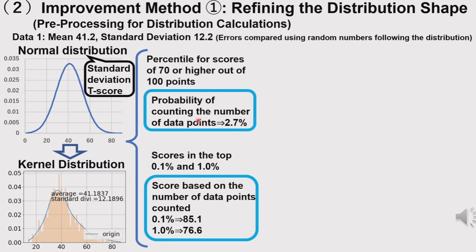We randomly generated data for 1,000 people simulating test scores out of 100 points. We calculated a percentile probability for scores of 70 points or higher, as well as the scores corresponding to the top 0.1% and 1.0%, and compare these to the true values calculated by counting the data.